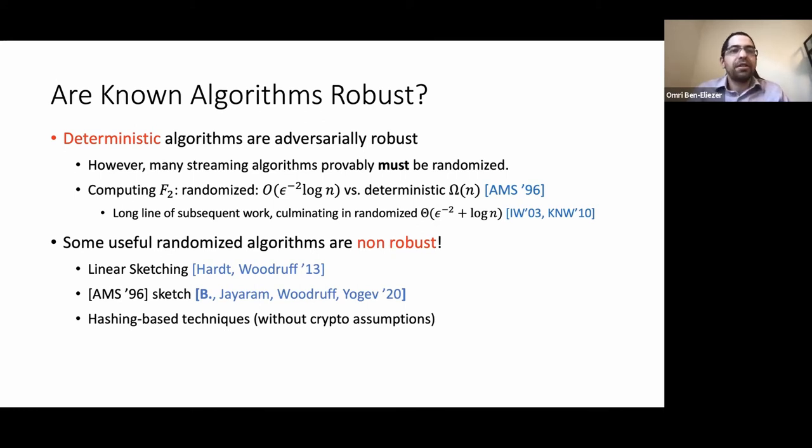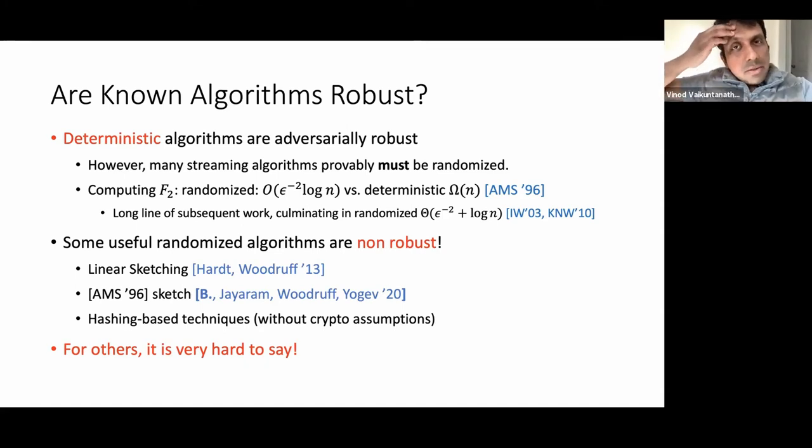So to summarize, deterministic algorithms are robust, but not necessarily efficient. Randomized algorithms are efficient in many cases, but not necessarily robust. And then there are some randomized algorithms where it's not clear whether they are robust or not. It might depend on the parameters, it might depend on the particular setting. So it's not clear what algorithms are robust and what aren't.